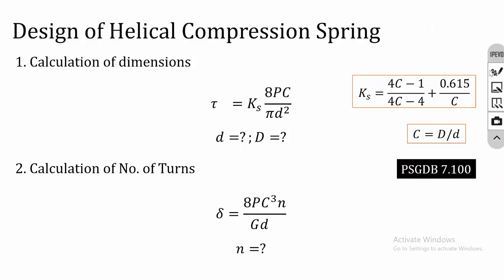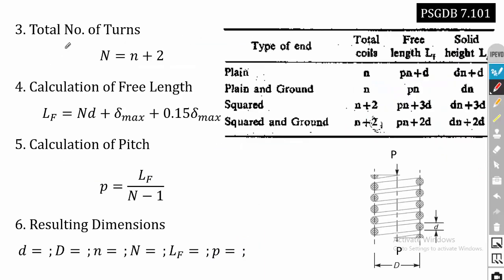After calculating the number of turns, we have to calculate the total number of turns. Small n is actually the number of active coils, but capital N is the total number of turns because it depends on the end conditions. If the end condition is plain, then the total number of coils is n. You can see the chart. If it is plain and ground, then again it is n. If it is squared, then it is n plus 2. And as I told you earlier in the previous lecture, in most of the cases, the end condition is squared and ground. So if it is squared and ground, then N is equal to n plus 2.